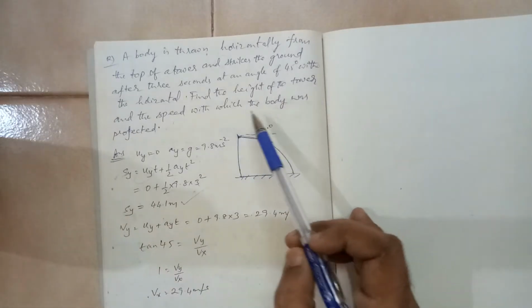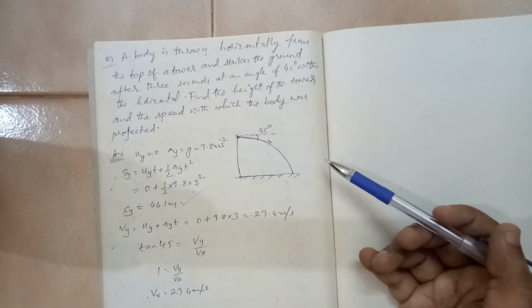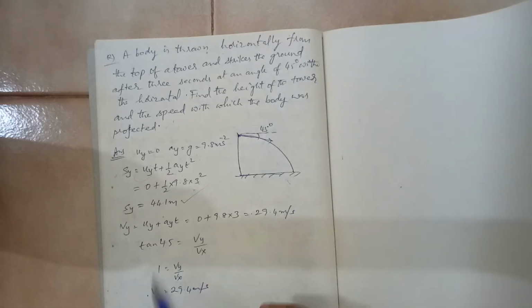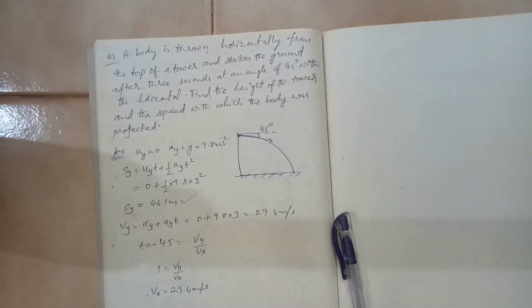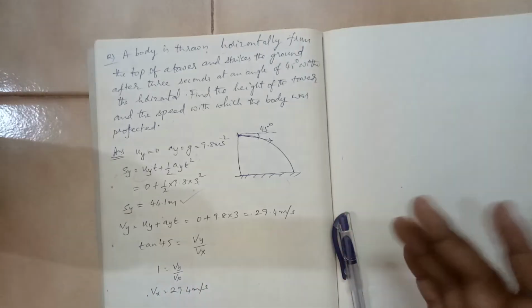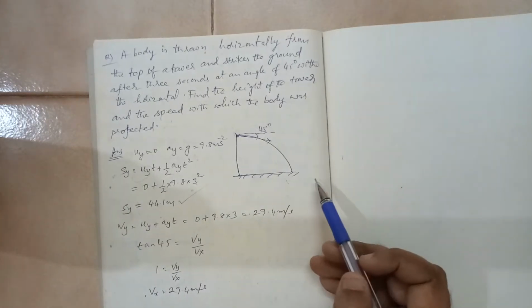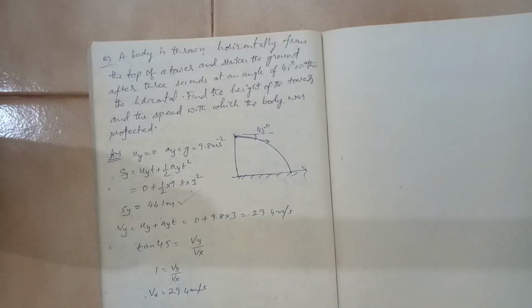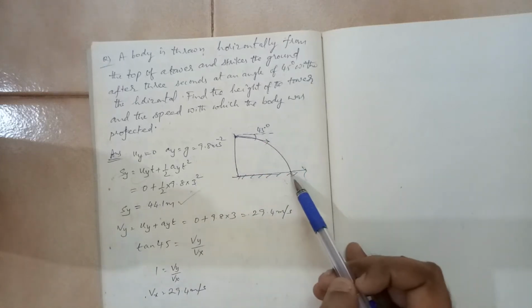Now in the second part, we have found the height of the tower; now the speed with which the body was thrown. So initially you see the angle is given. In the previous question we found out Vx, Vy and then we found the angle. Now here the angle is given, so can we correlate it with respect to Vx and Vy? When it hits the ground, here also the angle is 45. Vx we have to find out.